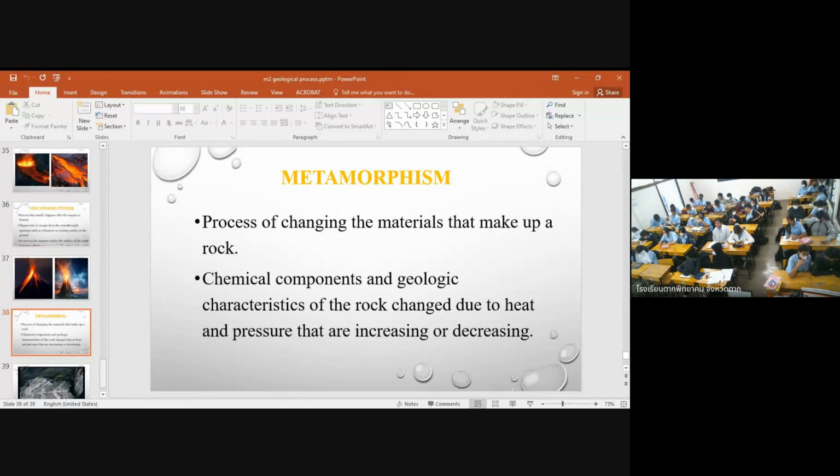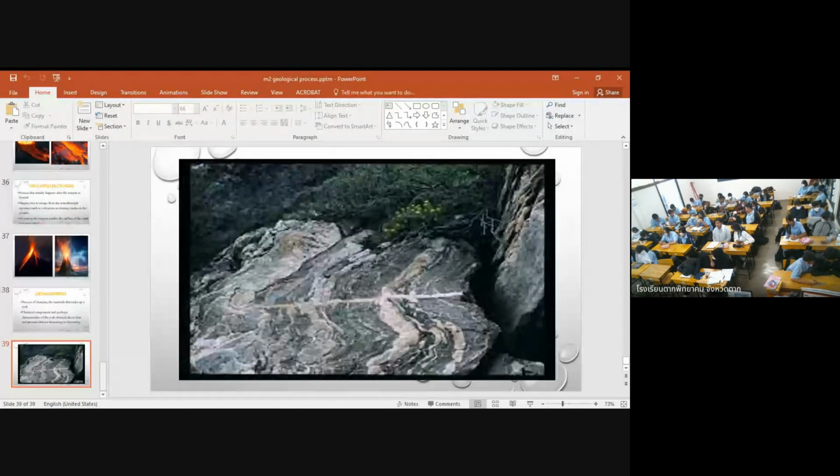This is the example of metamorphism. So this rock, this is the example. I think it's blurred, but if you see this one, they have some different color. Yeah, this one is brown. They have also this kind of yellow color figure in the rock. So that is metamorphism.